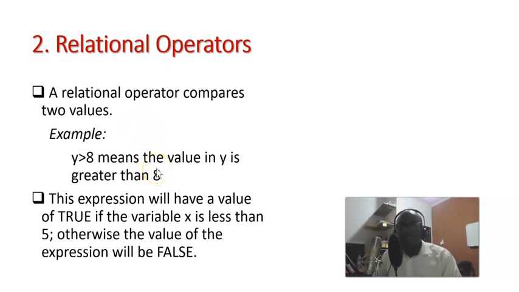Now let us talk about relational operators. A relational operator compares two values. Okay, so for example, y is greater than 8. That simply means the value in y is greater than 8. And now the thing is, we do not know what this y represents. Suppose it is 2. Is it true that 2 is greater than 8? So what you see here is that this expression will have a value which culminates to true or false.